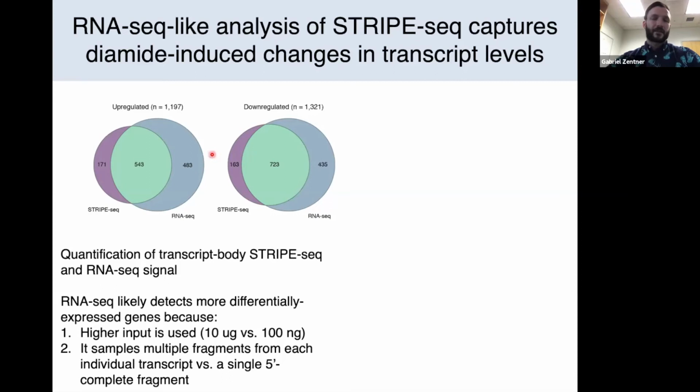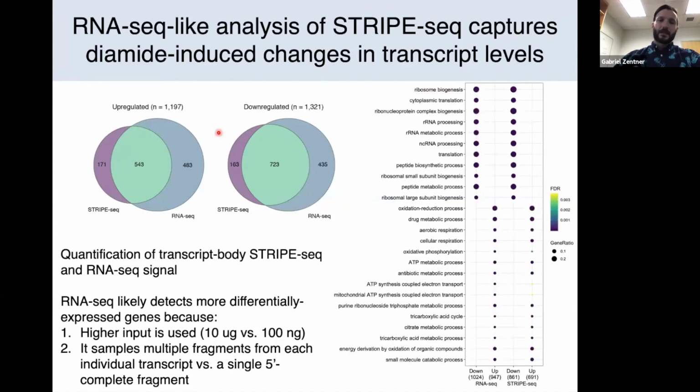And we also found that STRIPE-seq was less sensitive toward genes that had a lower fold change. Despite those potential limitations, we found that the gene ontology for upregulated and downregulated transcripts with RNA-seq here on the left and STRIPE-seq here on the right were very similar. Ribosome biogenesis is down, metabolism is up. So we think you can get more bang for your buck with STRIPE-seq. You're getting initiation and transcript abundance.